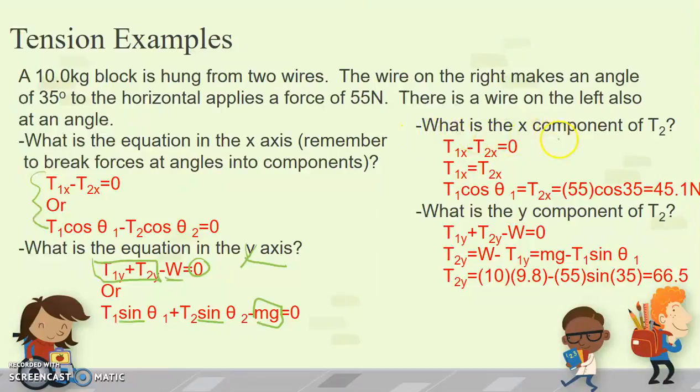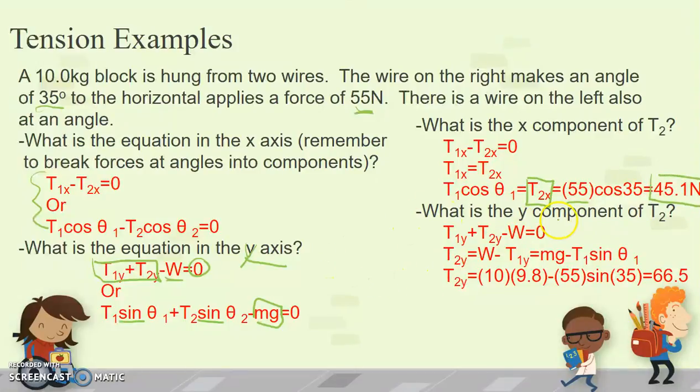This question says, what is the x component of T2? So we're going to find the x component of that second tension. So we know that 55, which is the force right here, and we have cosine 35 because the angle is given to us in the problem, and we're going to get 45.1 newtons.